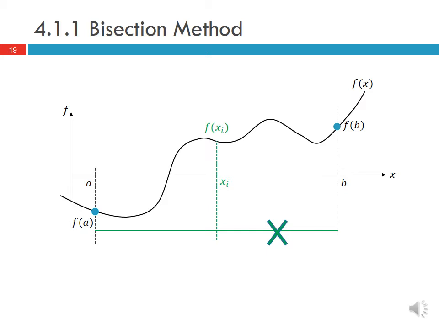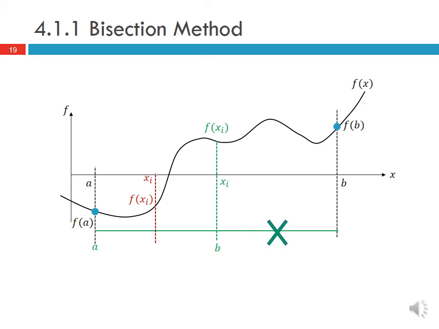So here f(x_i) times f(b) would be greater than 0. So we discard that side. f(x_i) times f(a) would be less than 0. So we know the root is on that side. And then we update our interval. So now our new interval, our new a and our new b, are shown here.